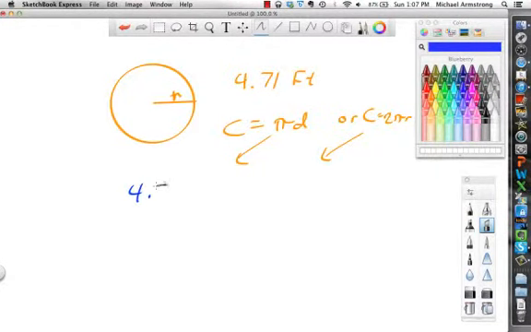Circumference is 4.71 equals pi, which is 3.14, at least that's what we're going to use, times d. Now we still don't know the diameter. It says what is the radius of the circle, so we're just going to go ahead and divide both sides by 3.14. We're looking for the radius, but we're going to find the diameter. And I want you to be thinking about how, if you find the diameter, can you find the radius? Alright, so this is a tougher problem because we've got decimals here, and it's definitely time for a calculator. So it's 4.71 divided by 3.14.